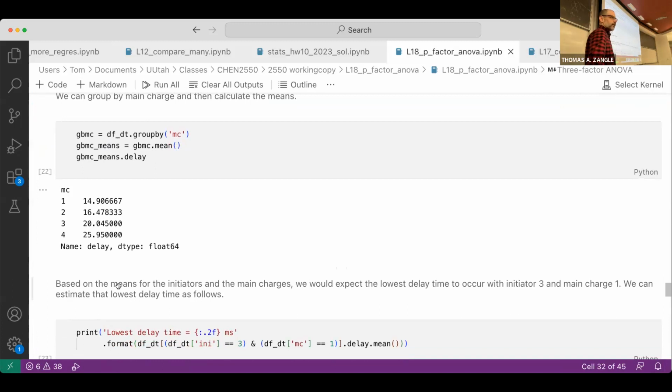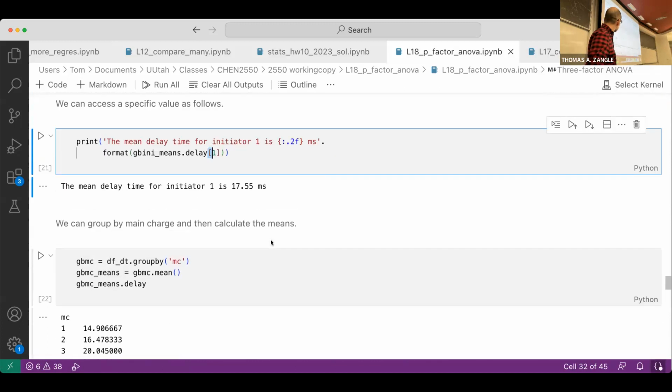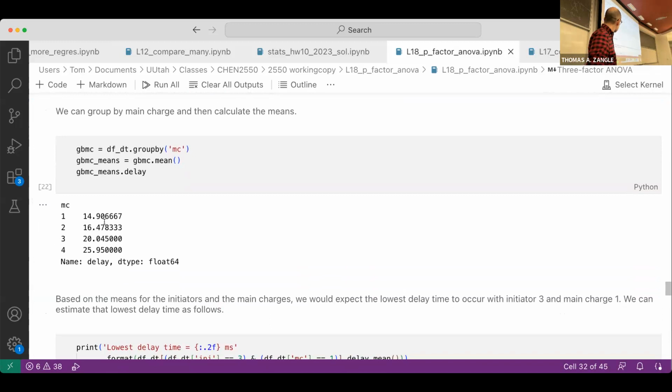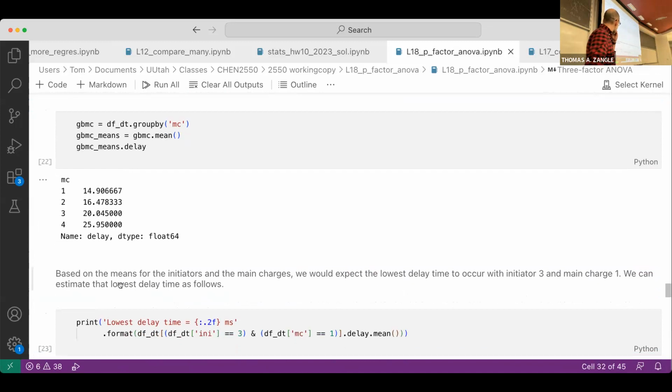So based on this data, we would then expect that the lowest delay time is with initiator 3, go back up, initiator 3, and main charge 1, because they had the smallest means overall. And we can then estimate that delay time by looking for the mean of all of the data with those factors.